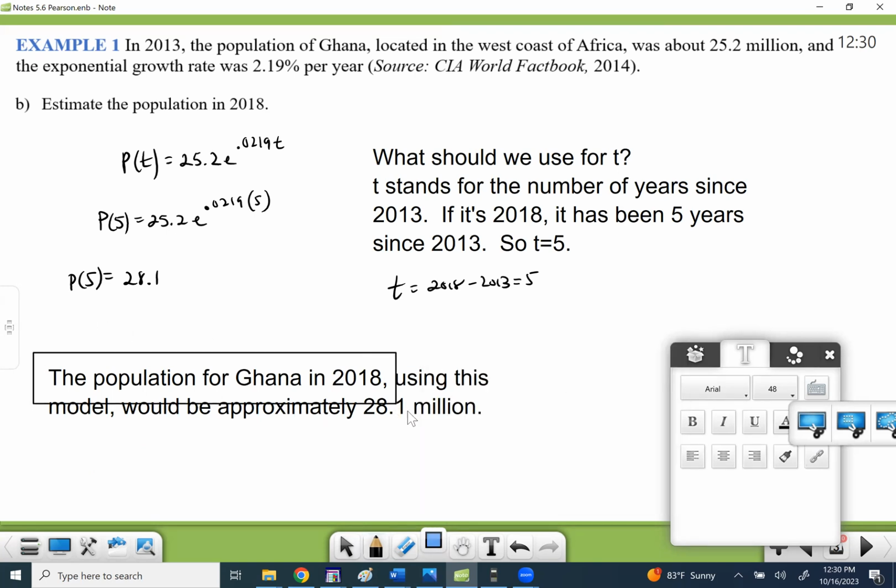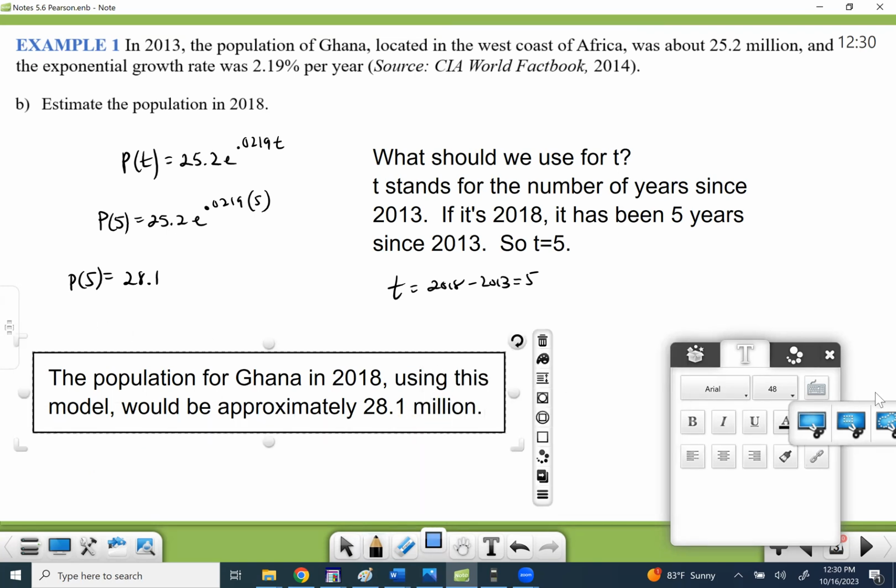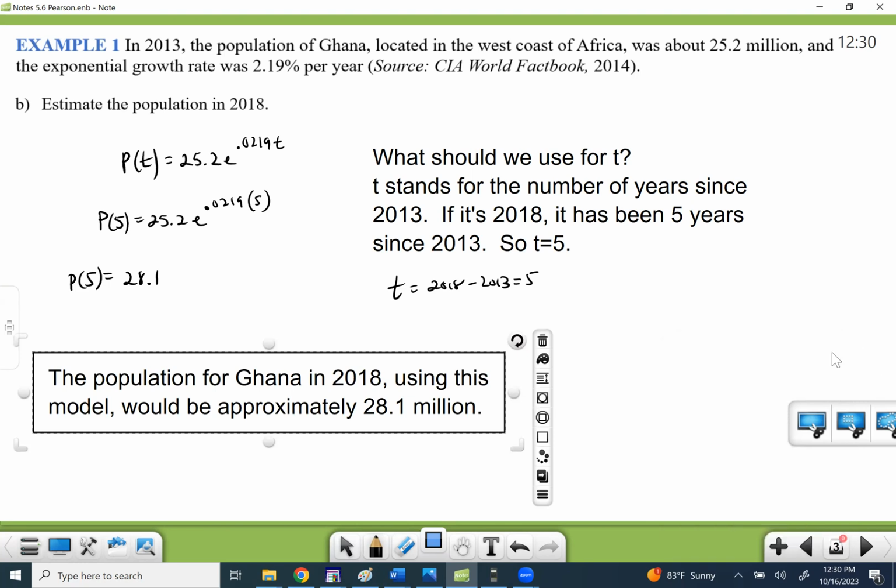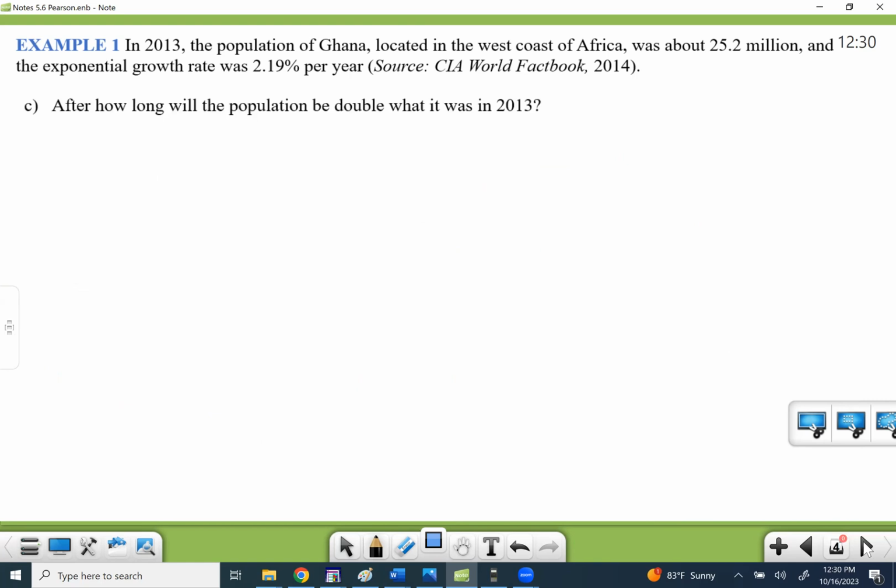This is an old textbook, so sometimes it's kind of fun to see what the actual population of Ghana was, because we've had the census since then, right? That might be something you go and look up, to see how close we were to it. Okay. After how long will the population be double what it was in 2015?